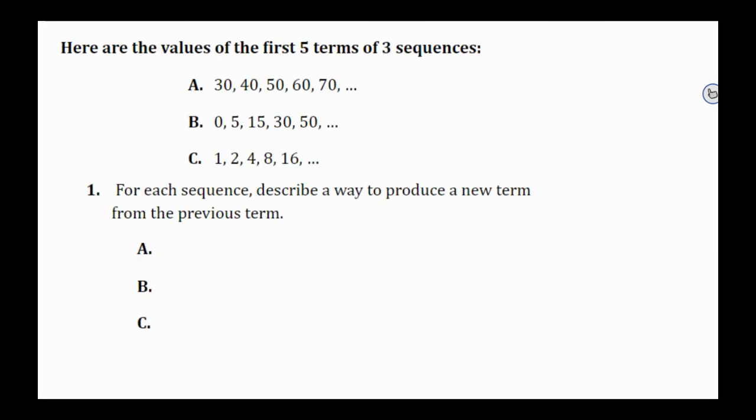All right, so here are 3 sequences. The first 5 terms of 3 different sequences. On your paper, for each one, describe one way to produce a new term from the previous term. So basically, you're writing down the pattern. If you get stuck on the second one, skip it and go to the third one and then come back.